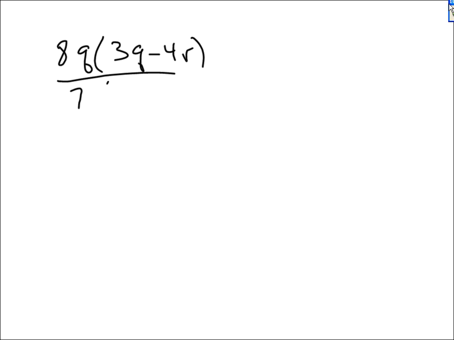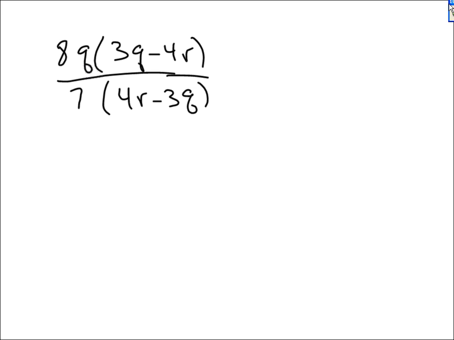Okay, let's do one more problem. So, really being hard-nosed about your equal signs being valid, but it's very important. Suppose you have 8q times, I don't know, 3q minus 4r, and you divide this by 7 times 4r minus 3q.